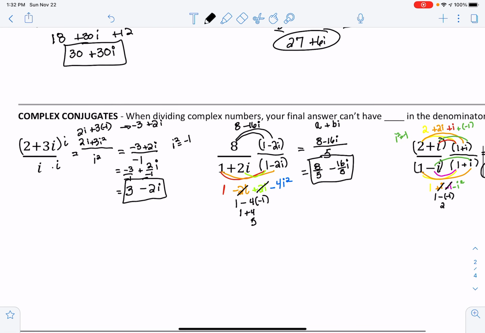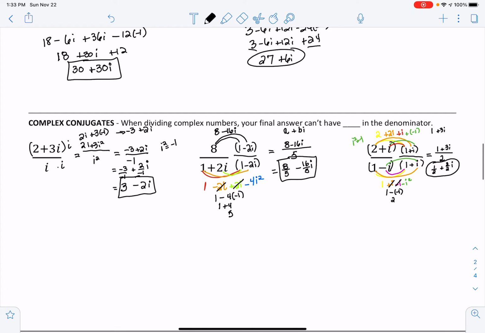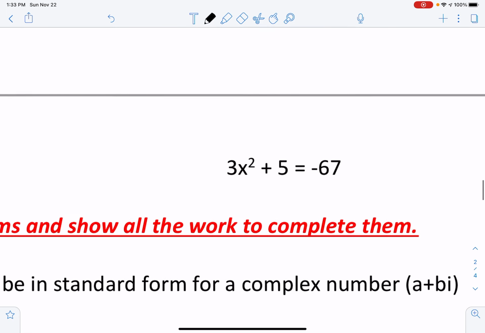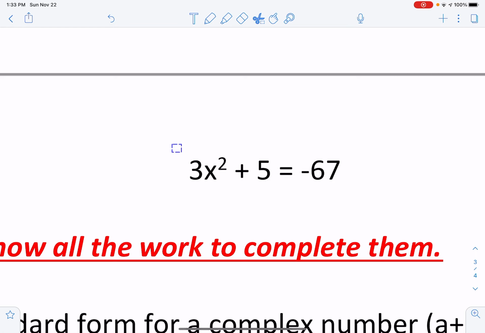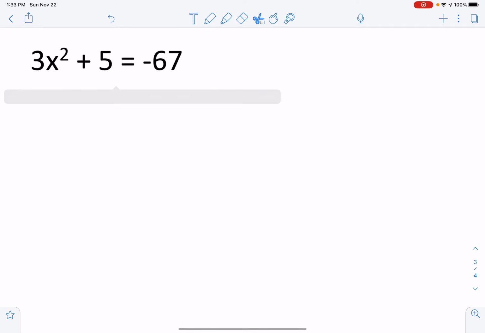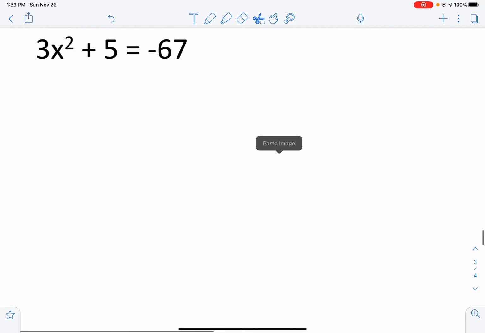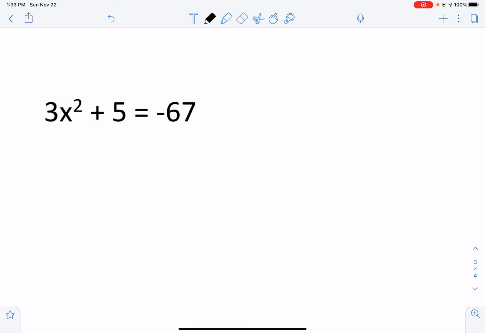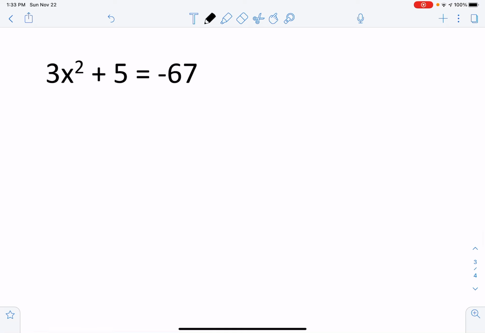Okay, and so the reason that we've bothered to learn all this is so that we can find imaginary solutions for quadratic equations. And so that's kind of what this part is for. So here's one of those equations. I'm going to copy it and move it down lower in my notes. And so what we're going to do is put it in standard form and set equal to 0.